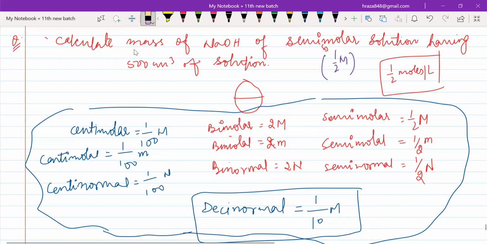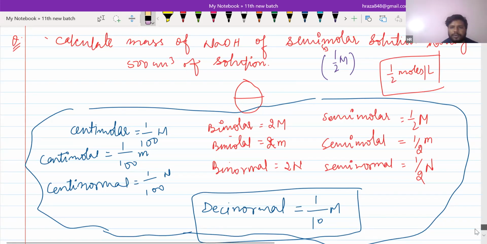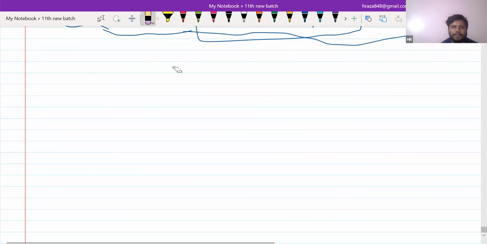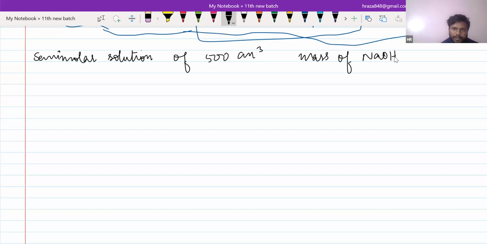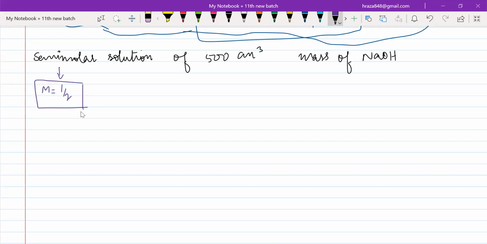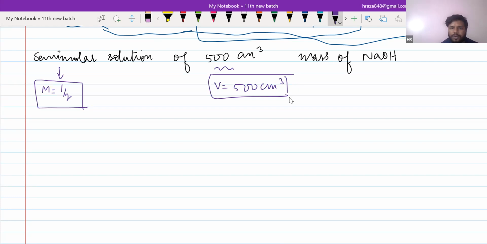Okay. So see, calculate the mass of NaOH in a semi-molar solution of 500 centimeter cube. We need to calculate the mass of sodium hydroxide, that is NaOH. Now see, semi-molar means molarity is given as half. This is the volume, given as 500 centimeter cube, and we need to calculate the mass of NaOH.